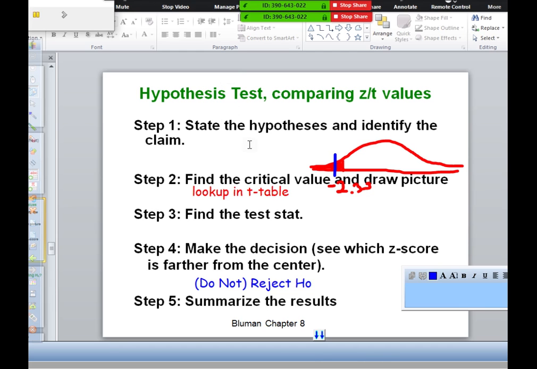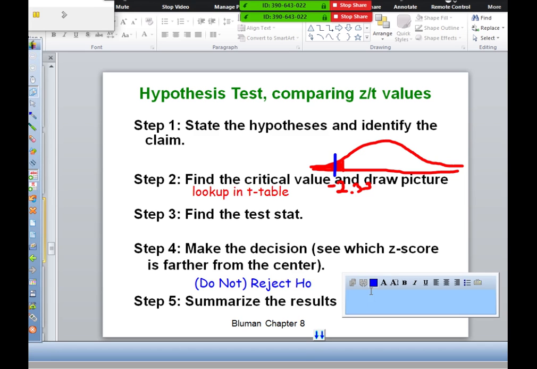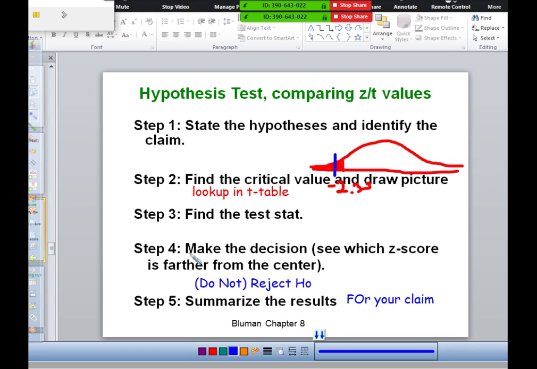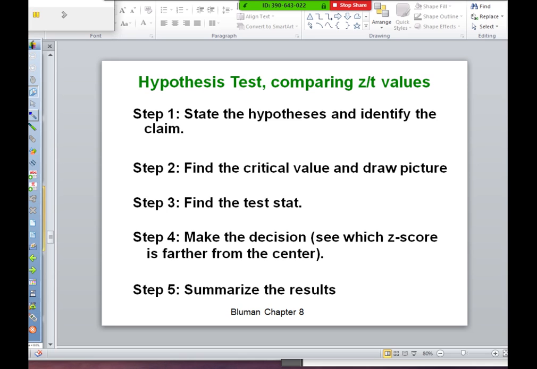Step 5 is all about summarizing results for your claim. Step 4 is only about H naught, only. Step 5, you should not have the word H naught in there at all. I'll show you what I'm talking about in a minute. I think that'll be easier.